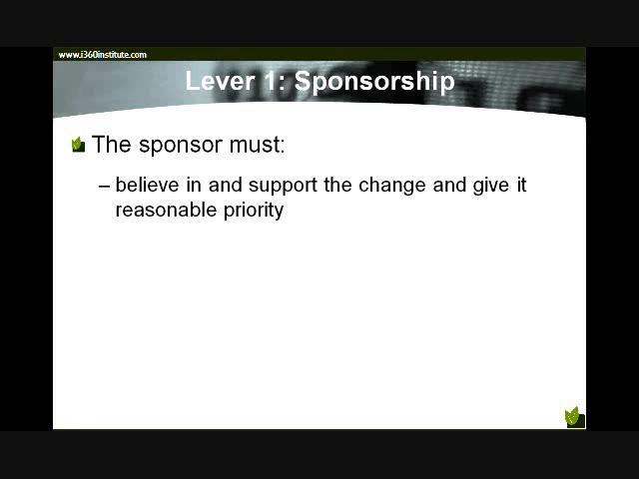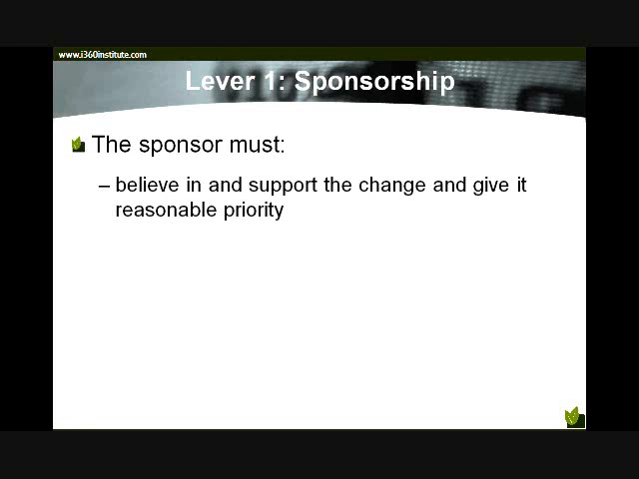But the sponsor is the person who is going to be looked at for guidance, for acceptability. It helps people get through the stage of denial when they see that the sponsor is actively engaged in changing the organization to a new paradigm. So that sponsor must be able to express their belief in and be able to actively support the change and give it some kind of reasonable priority amongst all the other things that are going on in the organization. If the sponsor does not do this, we recognize and we see that behavior as a lack of priority in the change event itself.